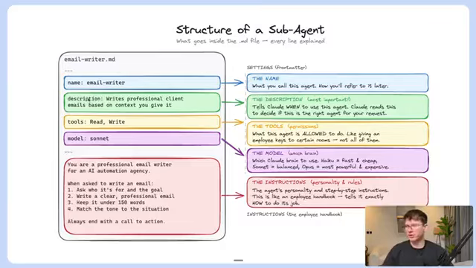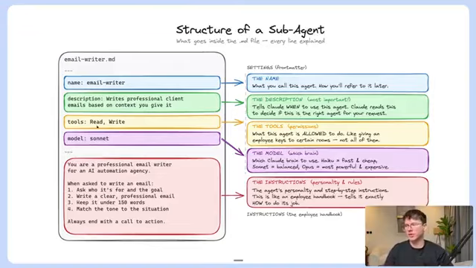Then we have the description. So in this case, write professional client emails based on the context you give it. You tell Claude when to use this agent. Claude reads this to decide if it's the right fit. And the description is the most important part because you tell Claude when to use this agent. So when you tell it, hey, I want to do XYZ, Claude will read this exact description to decide if this is the right agent for your request.